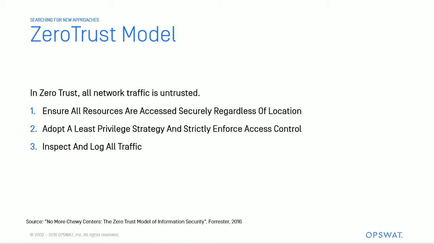In zero trust, there are three main principles. You have to ensure that all resources are accessed securely. You need to verify that every device access situation is authorized, inspected, and secured. Least privilege strategy is about implementing privileged identity management. And finally, inspecting and logging all traffic, and doing that continuously. So these are just some principles behind the zero trust model. And if you think this model is general, you're right, it is.